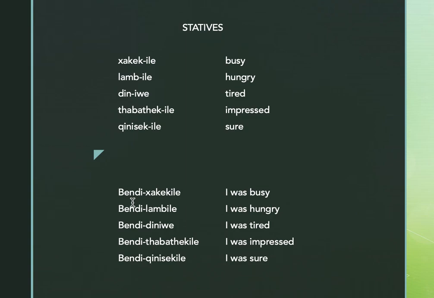And then to use these adjectives in the past tense, you need to use the past continuous form because the ending is already a past tense. So, bendixakekile, I was busy. Bendilambile, I was hungry. Bendidiniwe, I was tired. Benditabatekile, and bendiqinisekile.